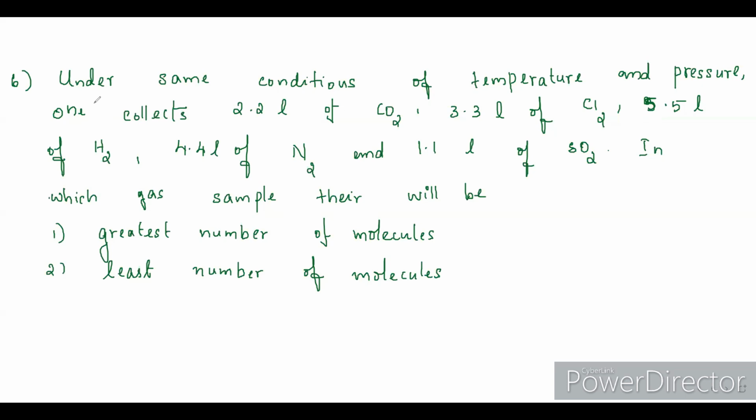Under the same conditions of temperature and pressure, one collects 2.2 liters of carbon dioxide, 3.3 liters of chlorine, 5.5 liters of hydrogen, 4.4 liters of nitrogen, and 1.1 liter of sulfur dioxide. Different gases are collected, but under the same conditions of temperature and pressure. In which sample will there be the greatest number of molecules?